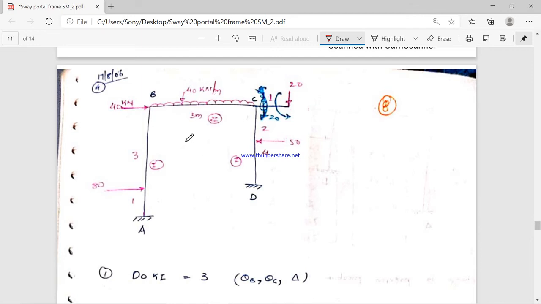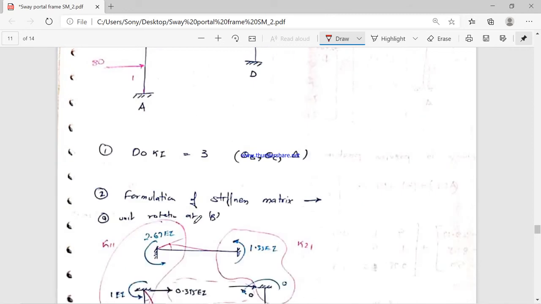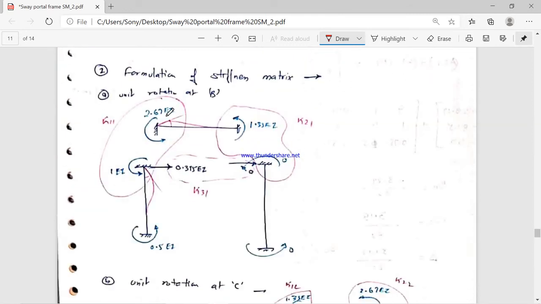First of all, we have to see how many unknowns we have to find. So here theta B, theta C and delta are unknown. Okay, and as per the unknown category, we have to go sequentially. So first of all we have to calculate theta B, the formulation of the stiffness matrix, unit rotation at B here. So when we apply the unit rotation, it will form.